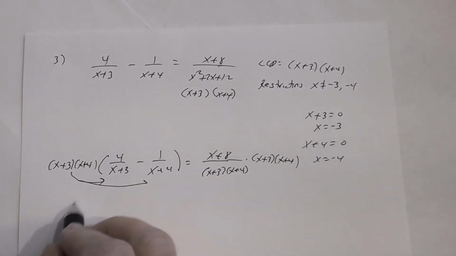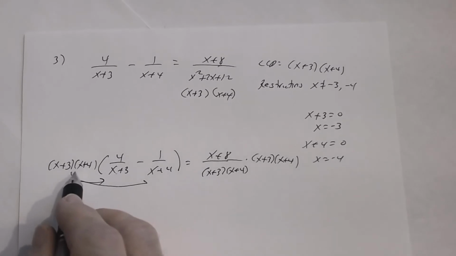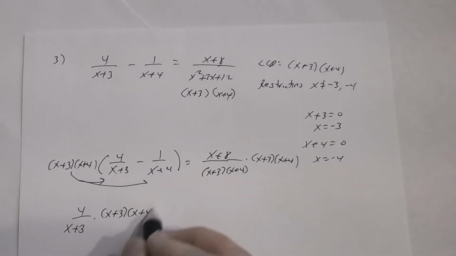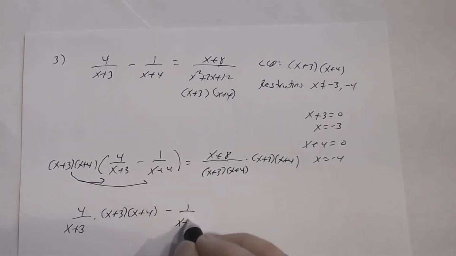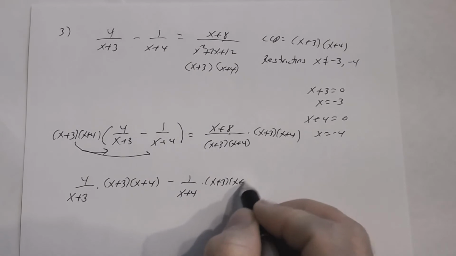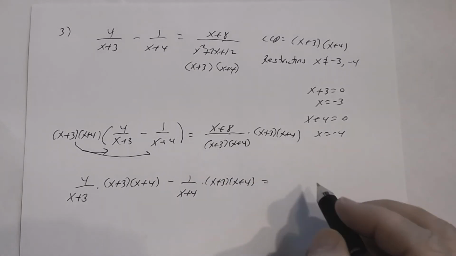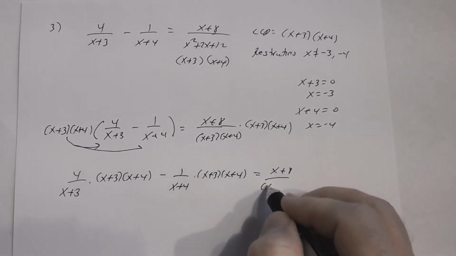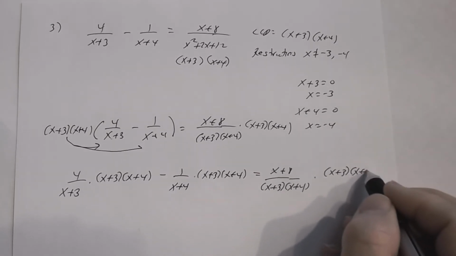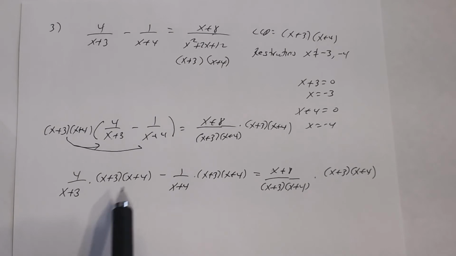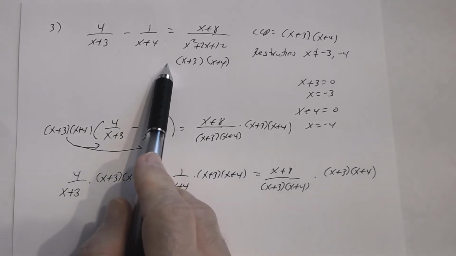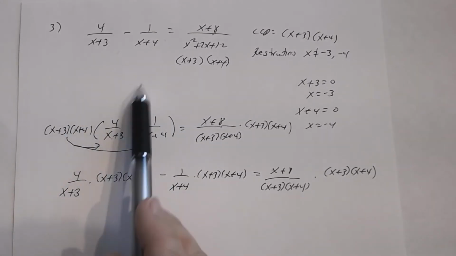So I have 4 divided by x plus 3 times the LCD, just like this, minus this fraction times the LCD, x plus 3, x plus 4, equals, and I'm just going to go ahead and rewrite this because I do have enough room. So x plus 8 divided by x plus 3, x plus 4 times the LCD. Okay, now at that point, this is what you would do. Remember, the whole point of multiplying by the LCD is to get all these factors to be factors of 1 in the denominator. So the idea of multiplying by the LCD is to clear your fractions.